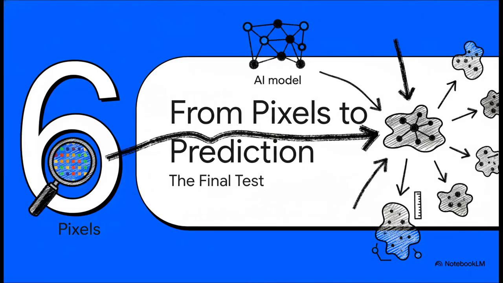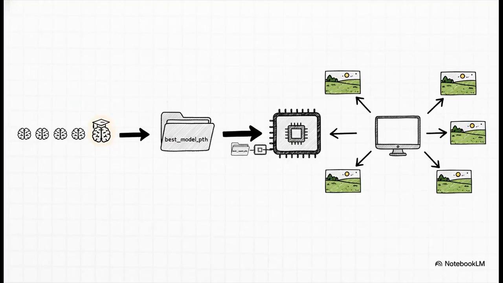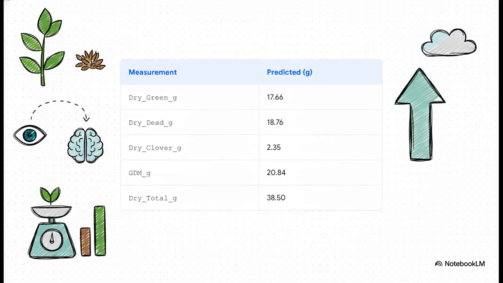And that brings us to our final section, from pixels to prediction. This is the payoff. It's time to put our trained model to the test with brand new data that it has never seen before. So during those 50 training rounds, we were smart about it. We saved the version of the model that did the absolute best on its practice tests. Now we load up that star pupil, the bestmodel.pth file, and we unleash it on some completely new images. And here it is, the final result.